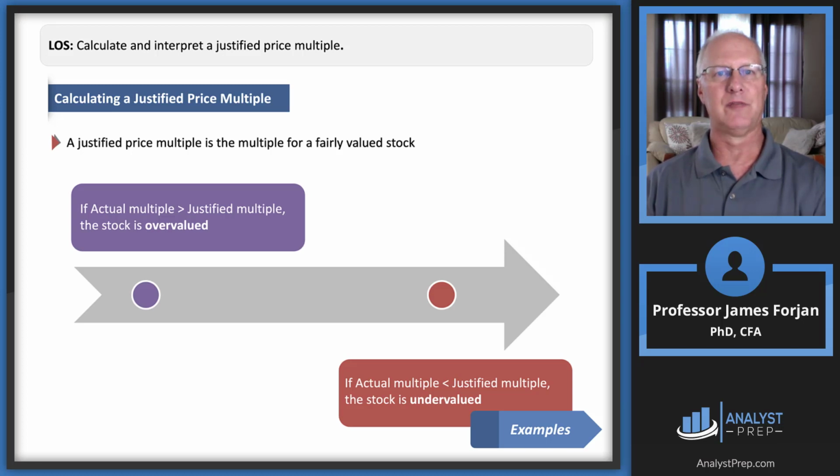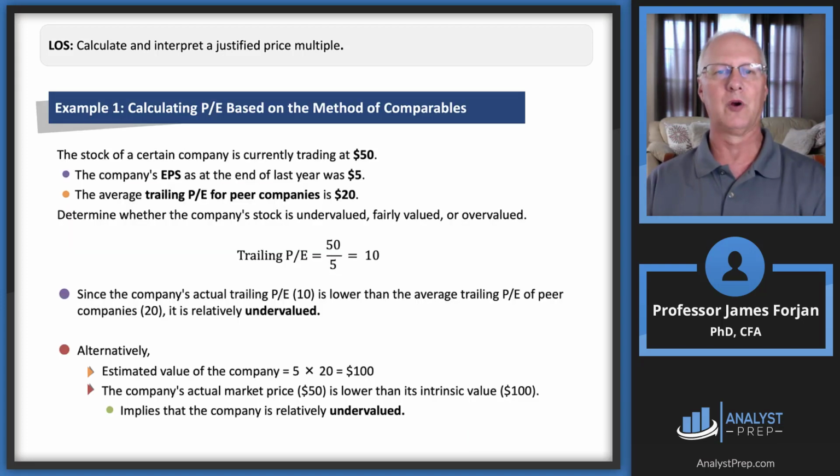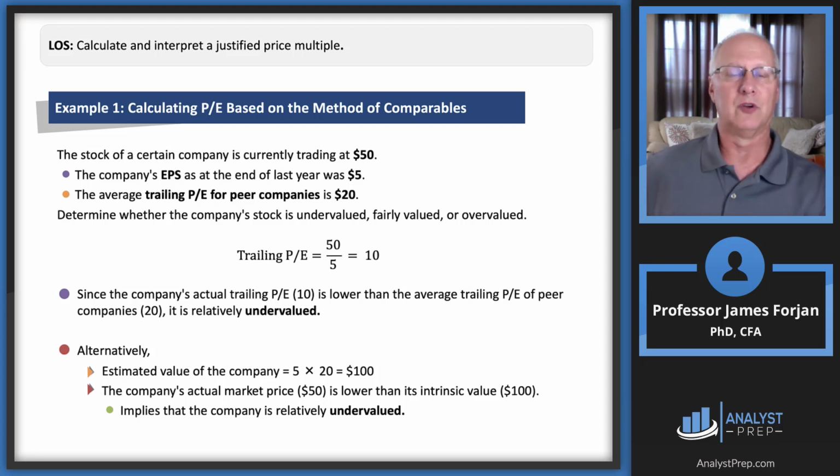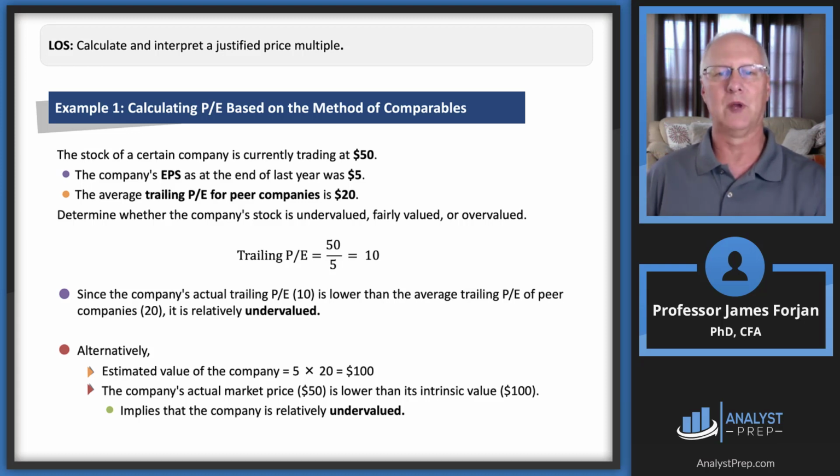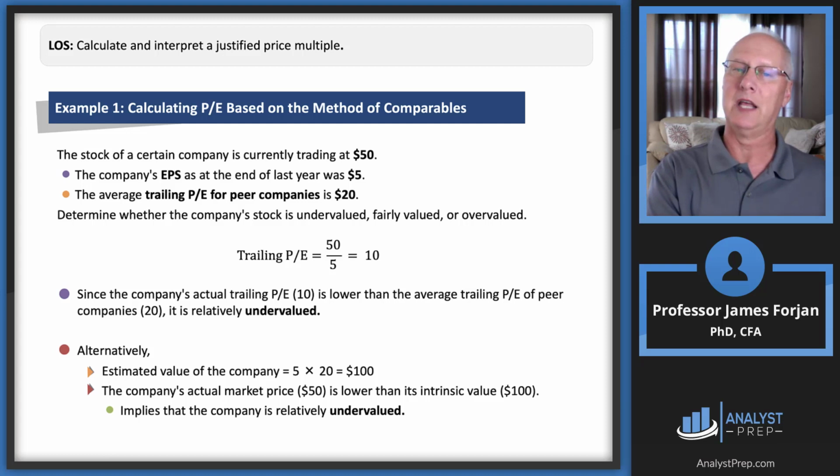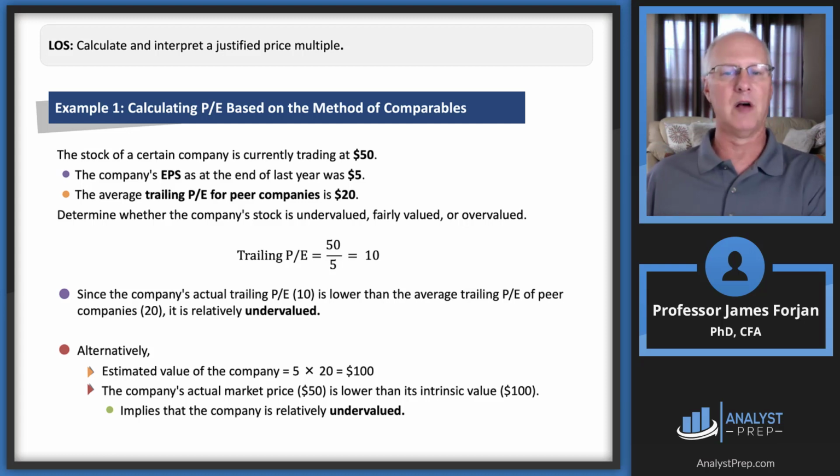Now, how about this justified price multiple concept? All right, so a justified price multiple is the multiple for a fairly priced stock, right? That makes perfect sense. So if actual is greater than justified, then the stock is overvalued, and then, of course, just vice versa. So let's go ahead and take a look at a super quick example. We have a company that's trading at $50 a share, and the EPS at the end of this past year was $5. So take 50 divided by 5, so you get 10, right? And so we've got that trailing PE. Trailing means that we're looking at history rather than some kind of a forecast, right? So we're looking at history, trailing PE of 10.